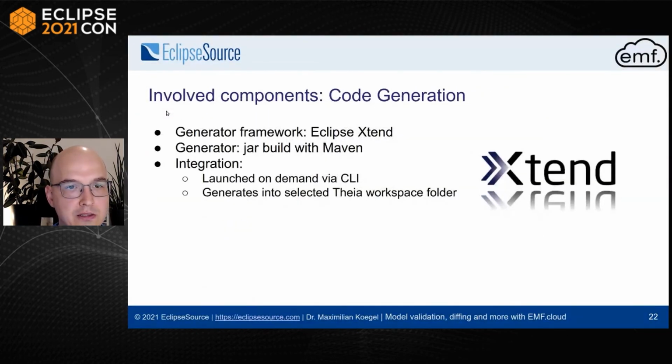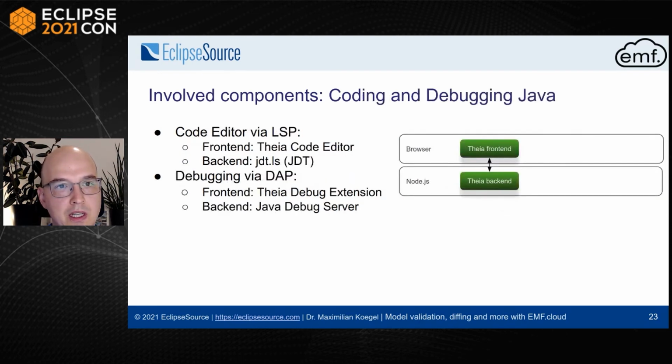How was that done? The generator was an Eclipse Xtend-based generator. We've discussed the design earlier. It's basically only launched via CLI, so very simple to implement. For coding and debugging, it's all out-of-the-box components. So it's not simple, but it's all been done. There is a component, the LSP editor. We've seen that before for the textual DSL.